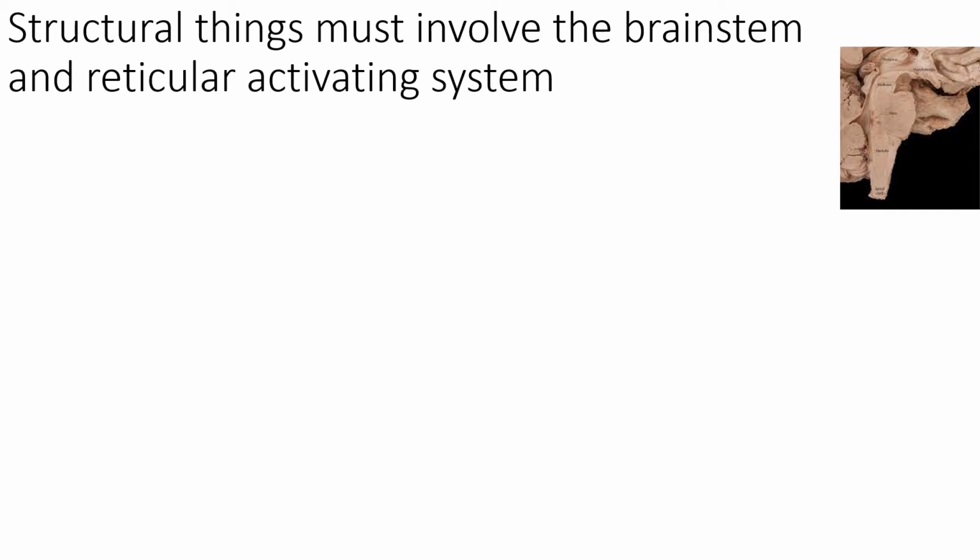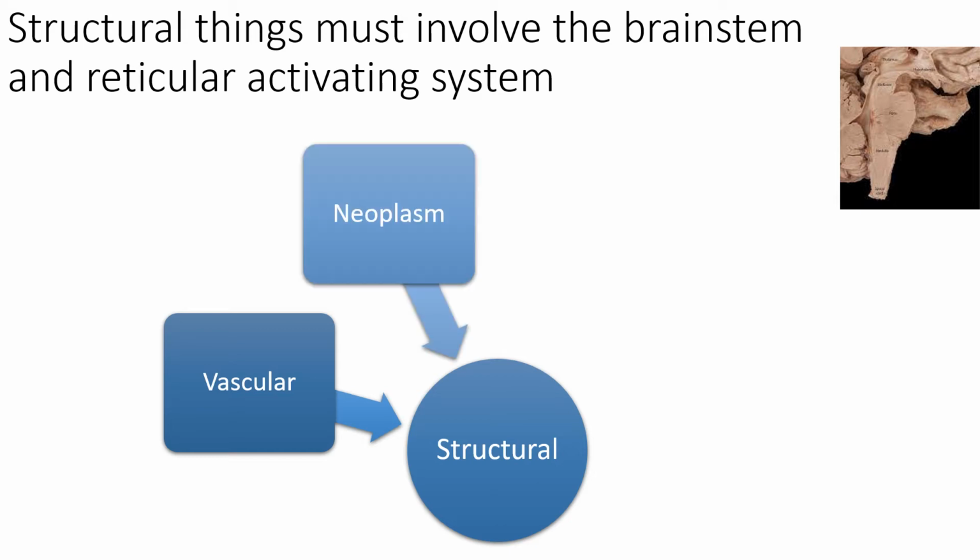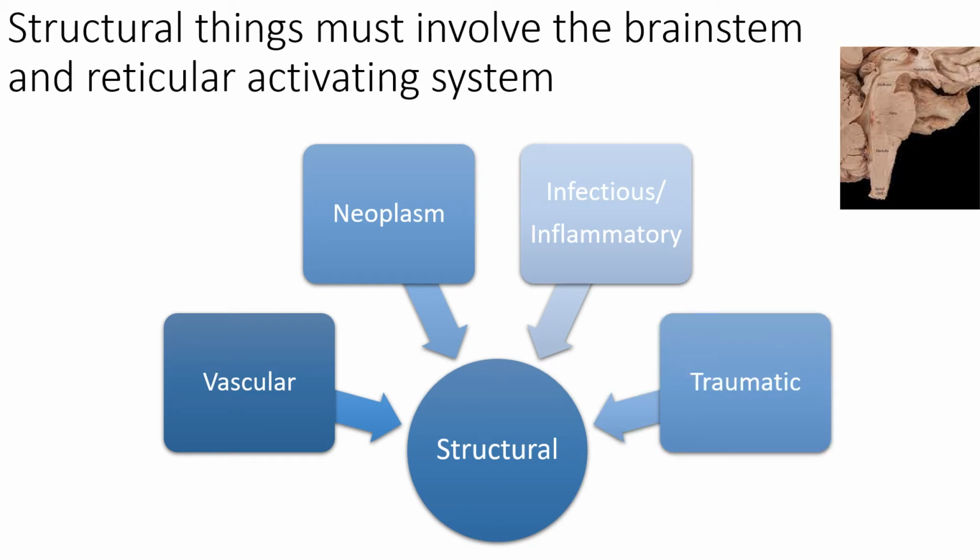Generally speaking, I like to break coma into two separate etiologies. One that's structural, meaning it's a lesion in the brain or brainstem that's affecting the reticular activating system. Structural things come from things like vascular causes, stroke, neoplasm, which is cancer, infectious, like an abscess, or traumatic, like a traumatic brain injury, diffuse axonal injury, or brain contusions, or bleeding in the brain. Okay? So structural things are things that are within the brain itself that are impacting the reticular activating system, meaning they're impacting the brain stem.